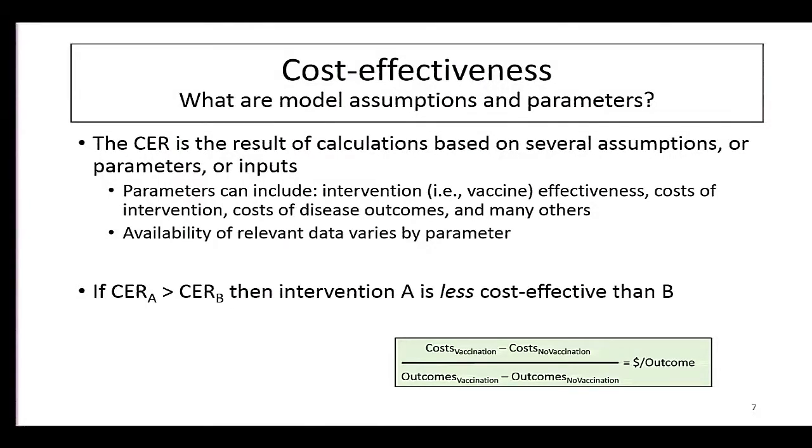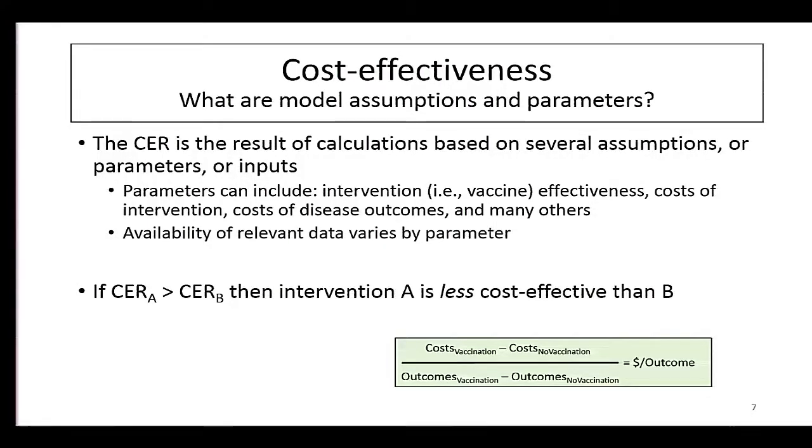The cost effectiveness ratio is a result of calculations based on assumptions, or you could also call these parameters, or you could call them inputs. The assumptions combined with how they're calculated together is the cost effectiveness model, and the output of that model is the cost effectiveness ratio. Parameters can include many things related to the disease system, intervention effectiveness, in this presentation mainly focusing on vaccine effectiveness, but also cost of the intervention, cost of disease outcomes, and others. An important aspect of these two studies is that data varies based on the parameter that you're focusing on, and this will come up later.